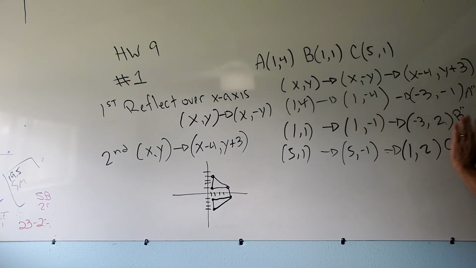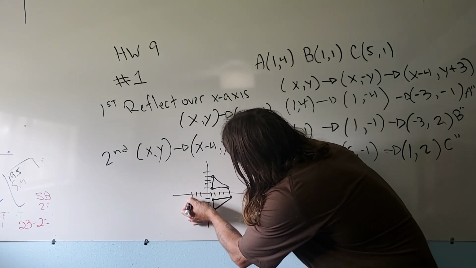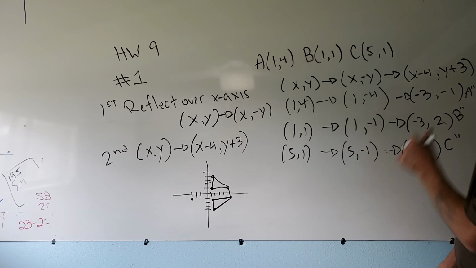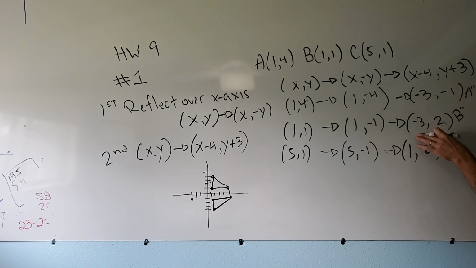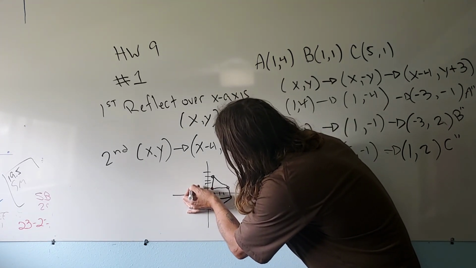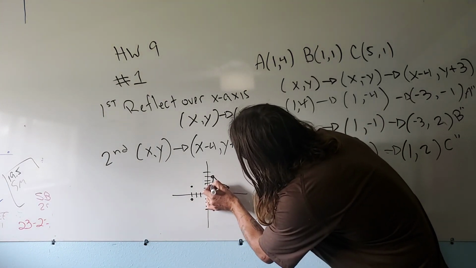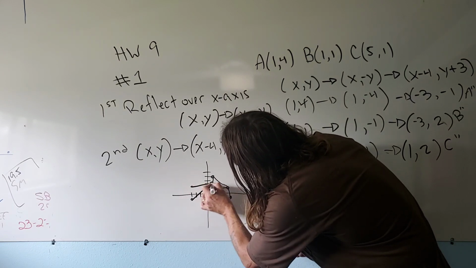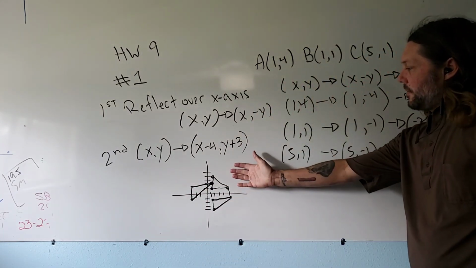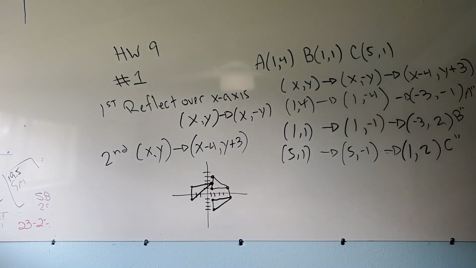And now I'm going to slide it to the left and up. So now I'm at negative 3, negative 1. I'm at negative 3, comma 2. And I'm at 1, 2. So my triangle reflected, and then it dragged up. So this is what your final answer should look like on the graph. This is what the final answer should look like as ordered pairs.